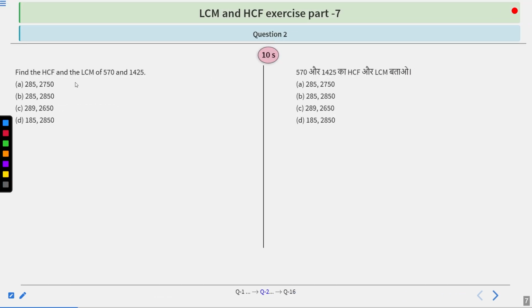Find the HCF and LCM of 570 and 1425. And options are 285, 2750; 285, 2850; 289, 2650; and 185, 2850. These are the options.